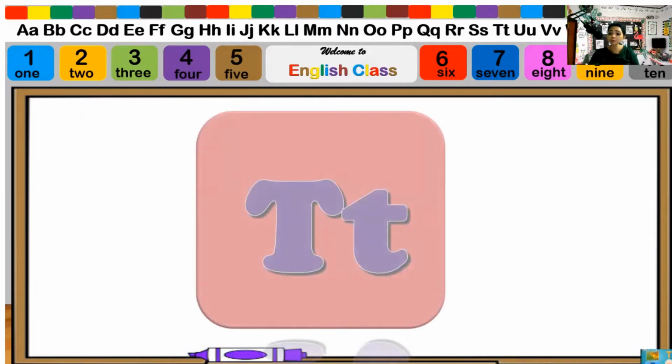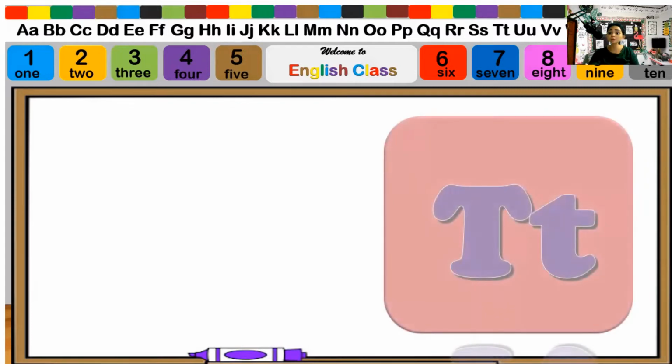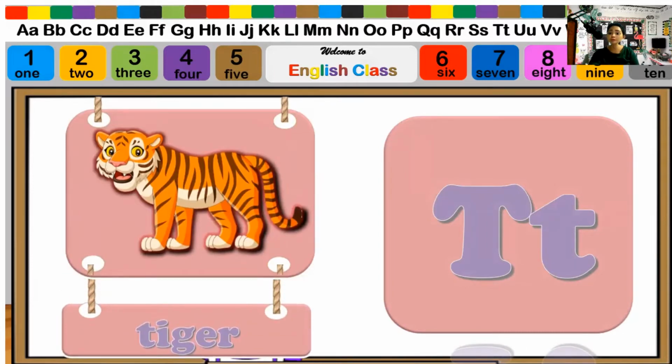Now we're moving to letter T. Can you tell me what's the sound of T? That's right. T, T, T. What are the words that begin with letter T? Let's find out. First one is tiger. T, T, tiger.